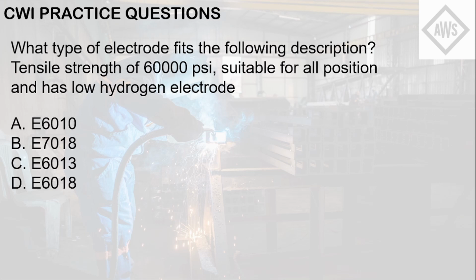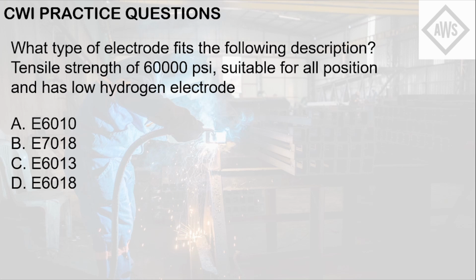So letter A, E6010, is an electrode with 60,000 psi, so that might be the correct answer. The number 1 is suitable for all positions, so that might be a correct answer. But the last digit, what does it refer to? It's a chemical composition for that specific welding electrode, but is it a low hydrogen electrode? For letter B, you can automatically cancel that out because 70 pertains to 70,000 psi strength for that welding electrode.